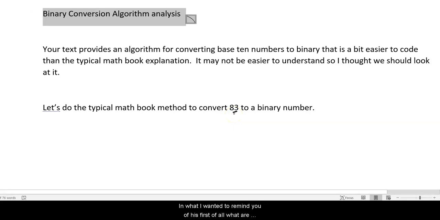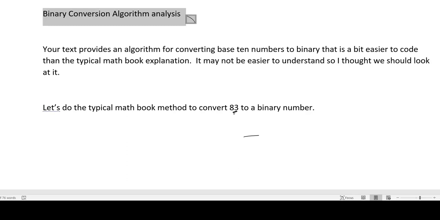And what I wanted to remind you of is, first of all, what are the place values in base 2? So if I have a base 2 number, I have place values. I'm going to start from the right and move to the left and write in the place values here. And they're all powers of 2. So we'll write the 2 to indicate binary. This is how many sets of 1, and then how many sets of 2. And then 2 times 2 is 4. 4 times 2 is 8. 8 times 2 is 16.